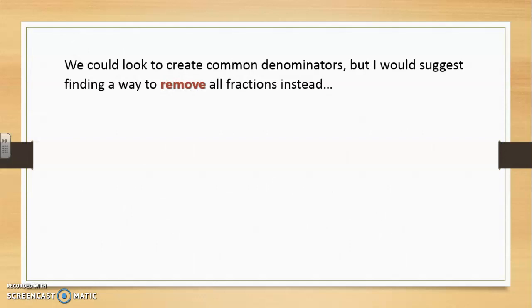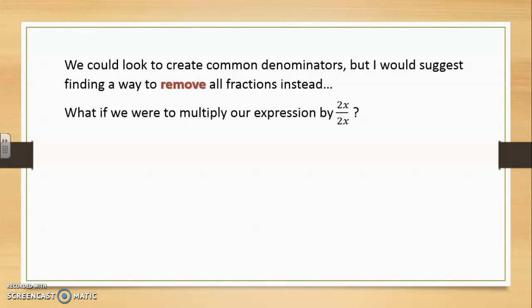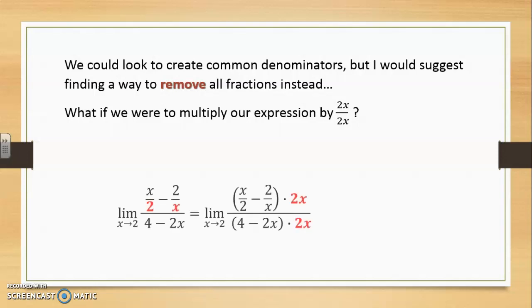So we're going to find a simplified version of this expression. We could, of course, look to create common denominators and perhaps then flip the fractions because we would have a quotient of two fractions. But I would definitely suggest a way to remove all fractions instead. So what if we were to multiply our expression by 2x over 2x? Obviously, 2x over 2x is equal to 1 unless x is 0, and therefore will not alter the value of our rational function.